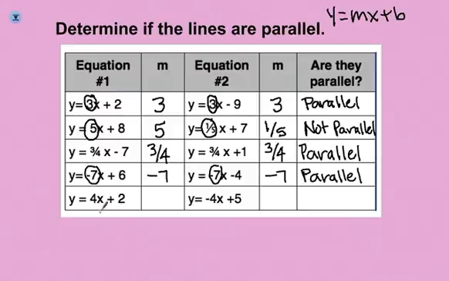And then the last one, we have y equals 4x plus 2. So our slope would be 4. In the next equation, we have y equals negative 4x plus 5. So our slope would be negative 4. Since our slopes are not the same, one is positive 4 and one is negative 4, we would say that these two lines are not parallel.